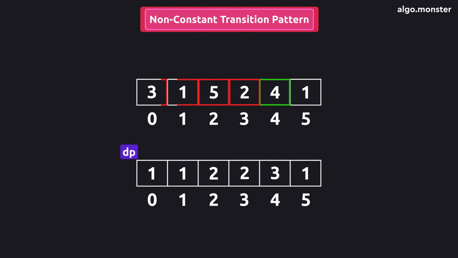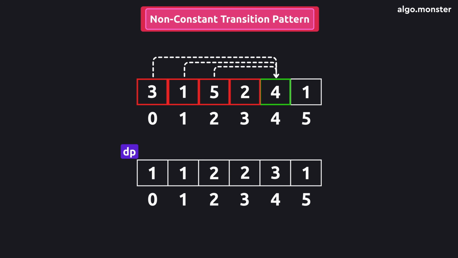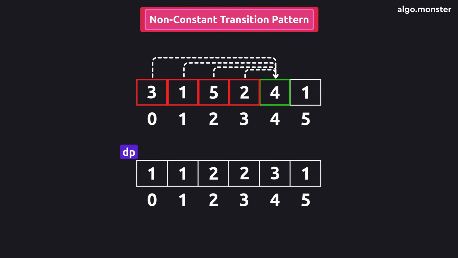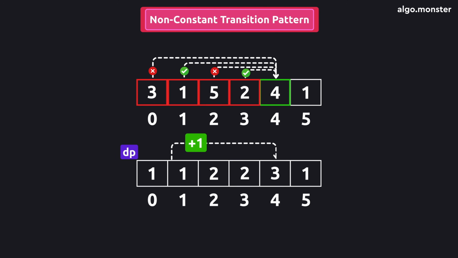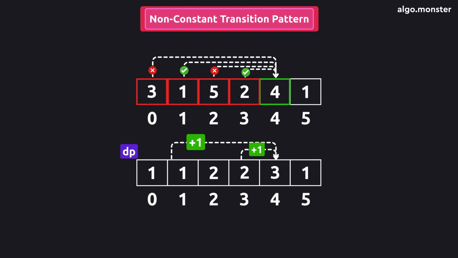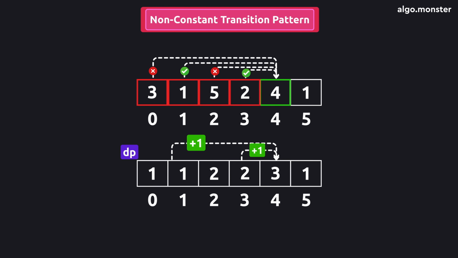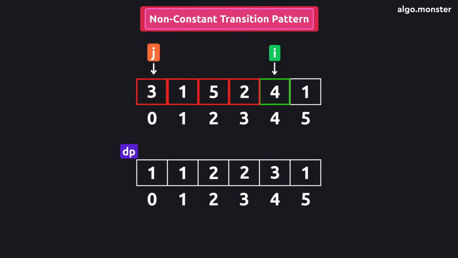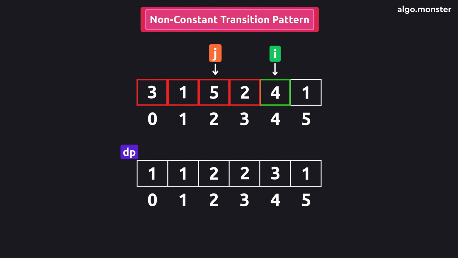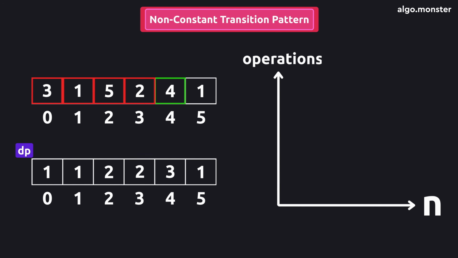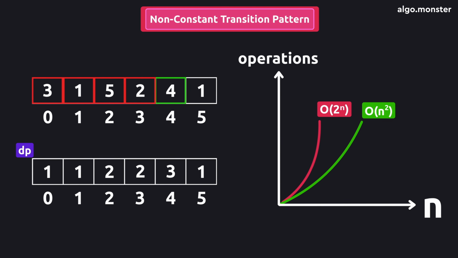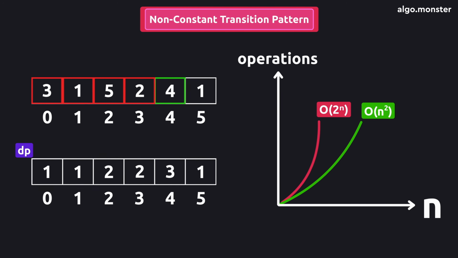1. The state dp[i] depends not on a fixed number of previous states, but on a variable number, sometimes on all previous ones. 2. You need to iterate over several or all previous candidates and pick the best, usually a maximum or minimum. 3. You get a nested loop, the outer one over the current position, the inner one over all candidates. 4. Time complexity is usually O of n squared because of the two nested loops, although sometimes you can speed it up with special data structures.